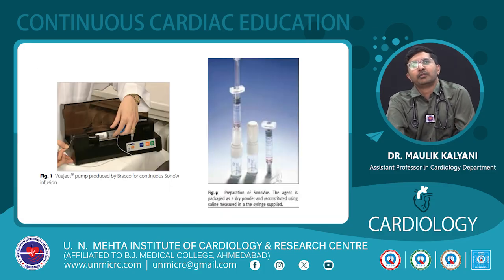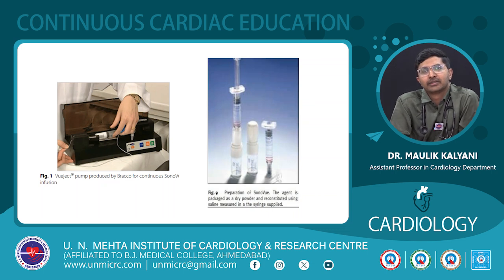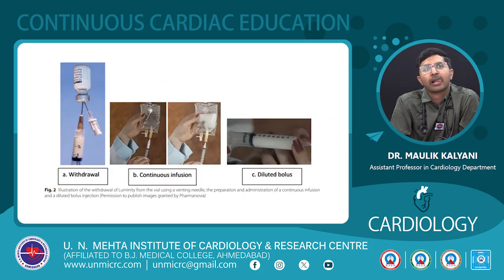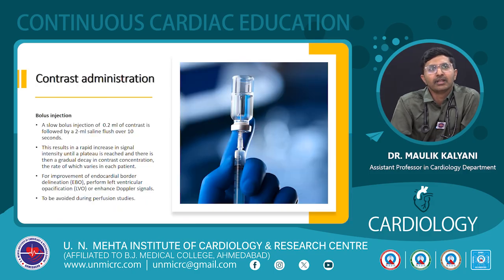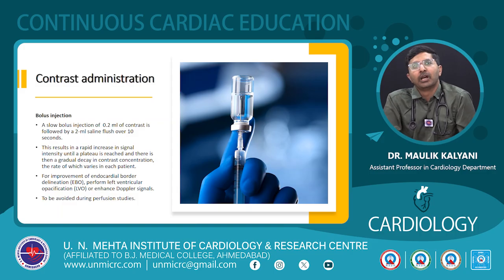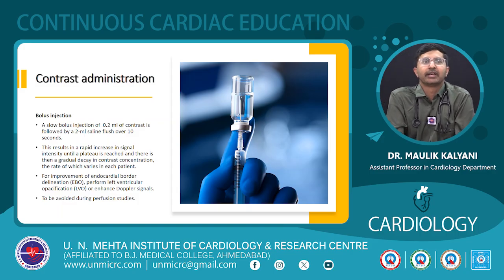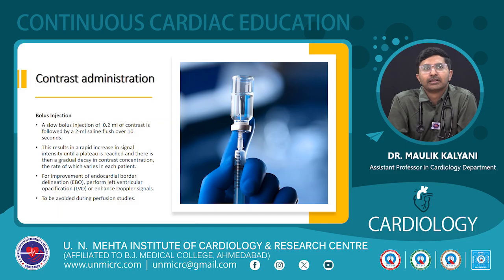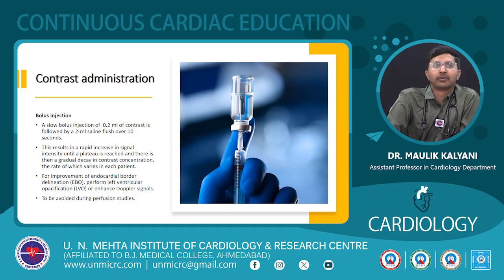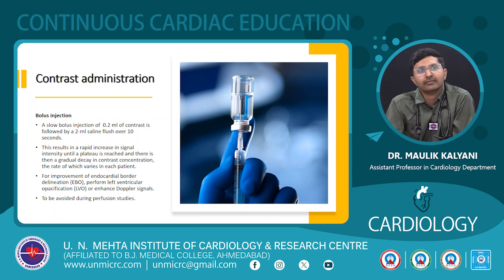So this is the Sonovue pump. It comes in powder form, which should be prepared, and then it can be given as a bolus or intravenous injection from this pump. This is the vial from which we have to withdraw, and then it is given as a continuous infusion or a diluted bolus. For a bolus injection, around 0.2 to 2 ml of the contrast is enough for opacification, followed by 2 to 5 ml of saline over 10 seconds. There is a rapid increase in signal intensity, then a plateau phase, and from there a gradual decay. The most common uses are endocardial border delineation and left ventricular opacification.